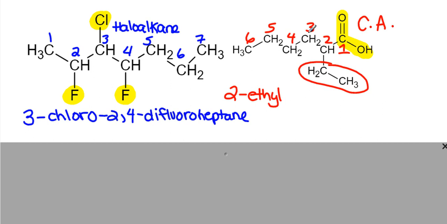Then my longest chain is 6 carbons long. So hex. If it was just hexane, it would be ANE. But now I'm not going to put the E in, and I'm going to replace it with OIC, and then the word acid. So this one's called 2-ethyl hexanoic acid. All right, let's try a couple more.